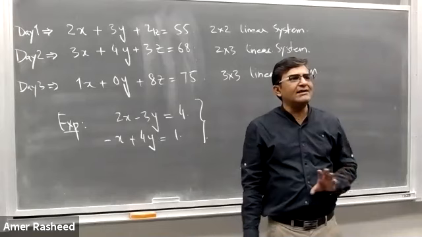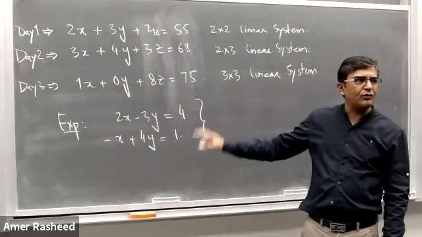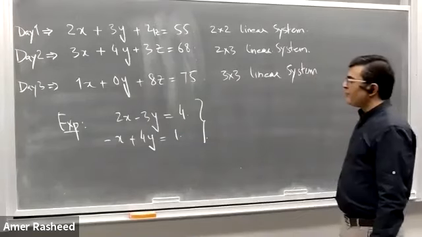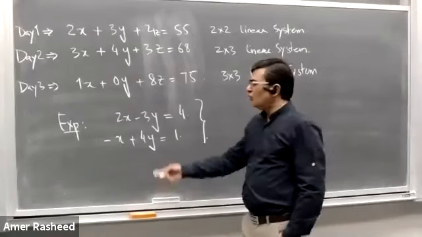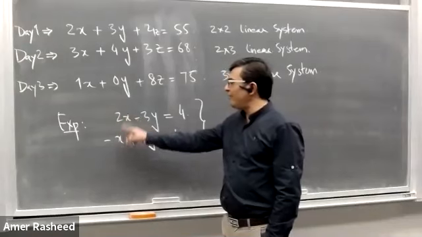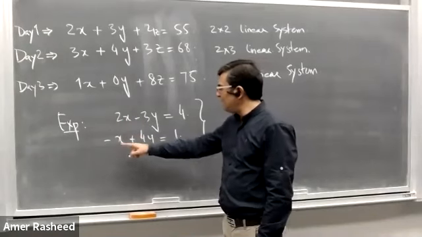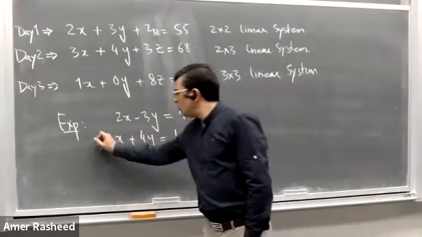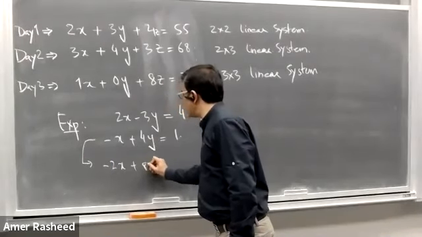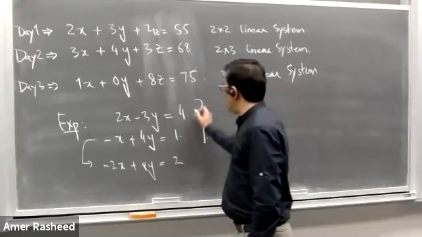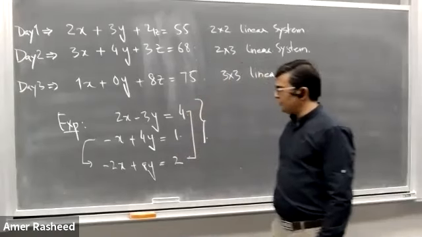Everyone can solve simultaneously these 2 equations? How do we solve them simultaneously? We make the coefficient of one variable identical. We multiply this equation by 2. 2x plus 8y is equal to 2. Now we subtract these 2 equations.